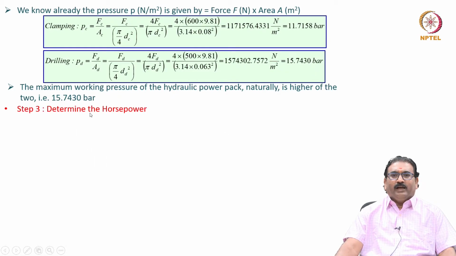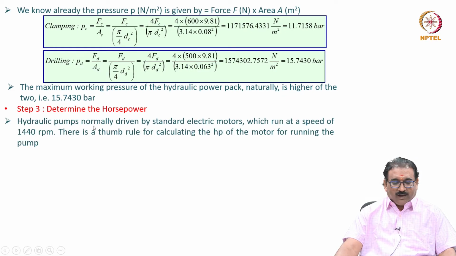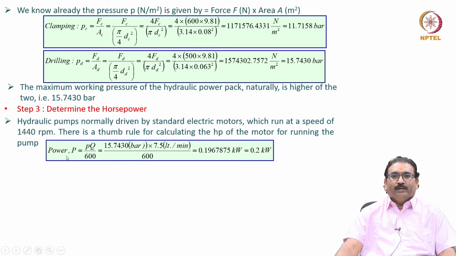Step 3, determine the horsepower. Hydraulic pumps are normally driven by standard electric motors which run at a speed of 1440 rpm. There is a thumb rule for calculating the HP of the motor for running the pump. Power P equal to PQ by 600. This is unit conversion only. Substitute P in bar, Q in liters per minute, 600 unit conversion, to get the power in kilowatt.